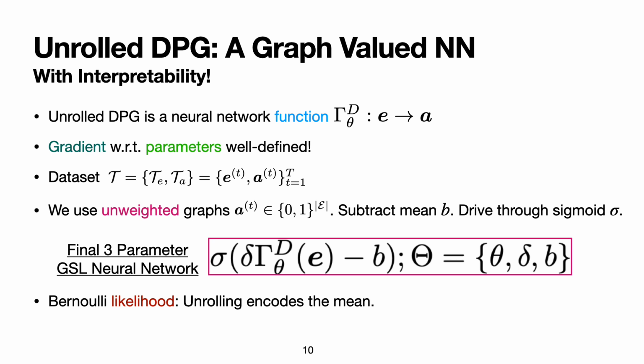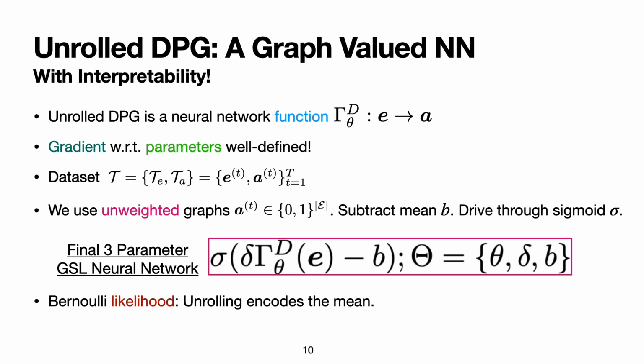We subtract the mean, we drive through a sigmoid, and so our final 3-parameter graph structure learning neural network is as follows, right? This sigma delta gamma is our unrolling, minus b. And capital theta denotes our parameter triple, theta, delta, and b. In this case, our likelihood is a Bernoulli likelihood, and the unrolling encodes the mean of this likelihood. This is kind of where the unrolling comes in.